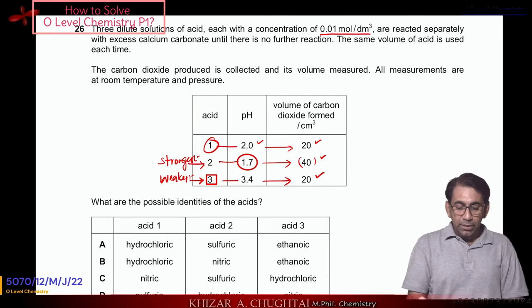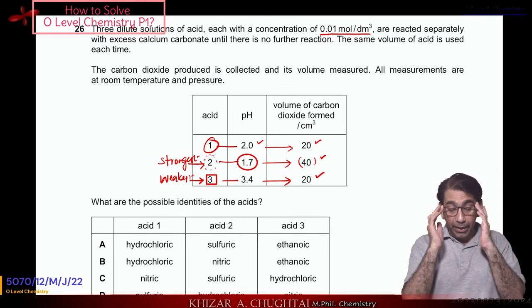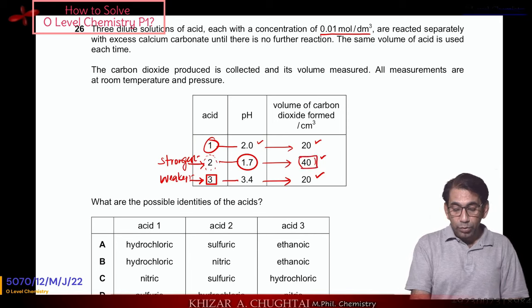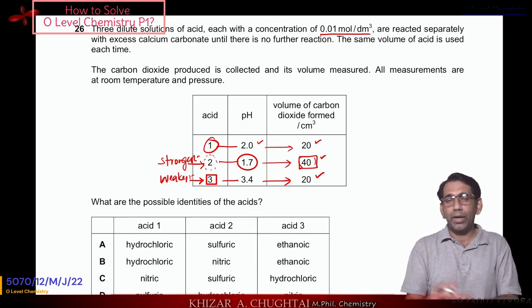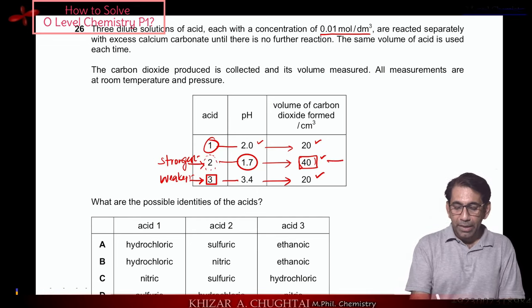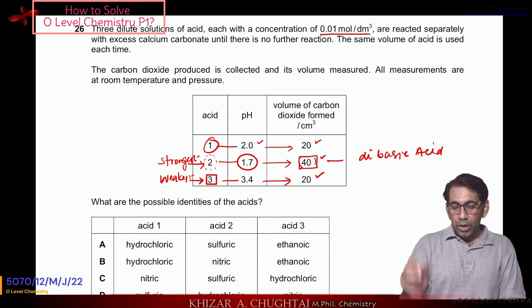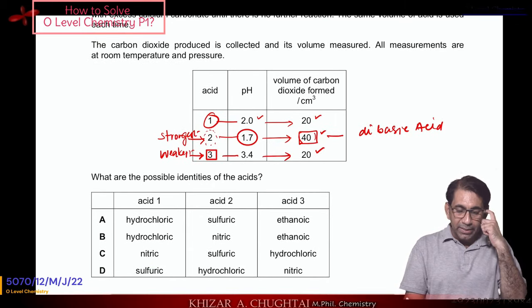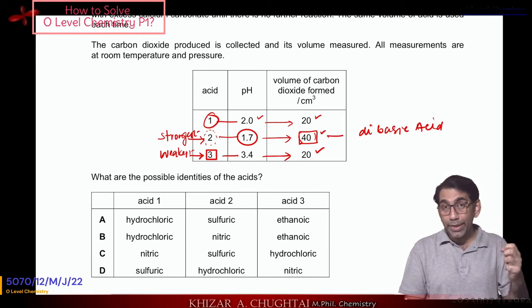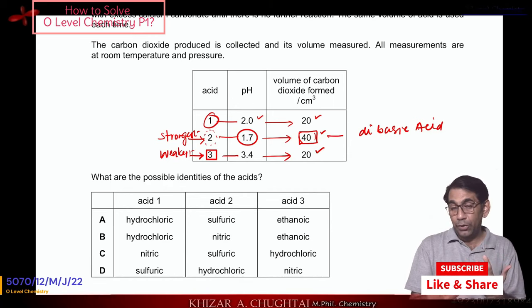The next thing is that acid 2 is making double the volume of CO2, so it may be a dibasic acid. It may have double the quantity of hydrogen ions. Now come towards the options. What are the possible identities of the acids? As I have told you, acid 2 is a stronger acid, so it should be a mineral acid. It may be HNO3, H2SO4, or HCl.